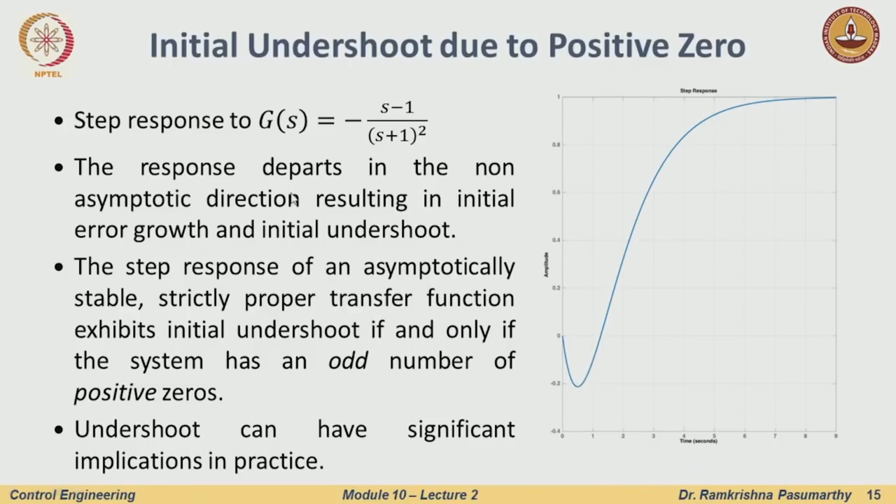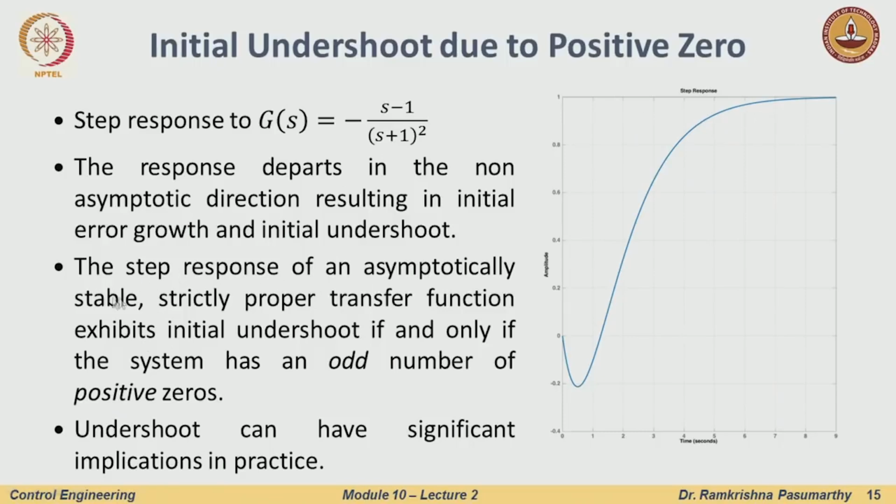So a response of this kind departs in the non-asymptotic direction. What is the asymptotic direction? That I want to track this number 1, and this results in an initial error growth. So the error, if I just start at t equal to 0 plus, it will just be about 0, but the error is actually growing, but after a while you see that it's decreasing.